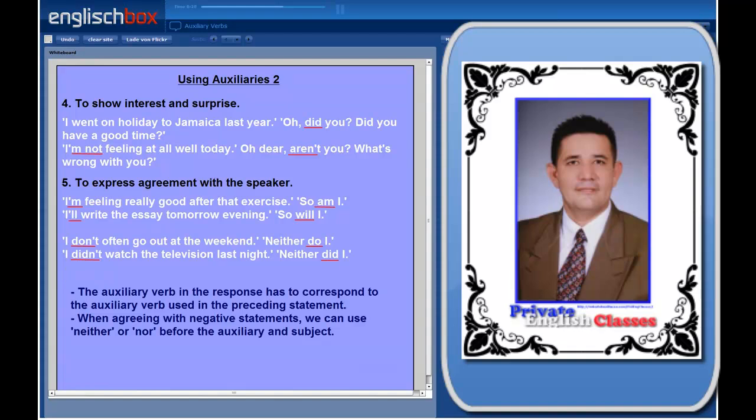If we use a negative form, or if we agree with a negative statement, then we have to use neither or nor. So I don't often go out at the weekend, neither do I. And I didn't watch the television last night, neither did I. So we have the first sentence in present simple, and the second sentence in past simple, and the auxiliaries correspond to these tenses. So as a review, at the bottom we have 2 sentences. The auxiliary verb in the response has to correspond to the auxiliary verb used in the preceding statement, and when agreeing with negative statements we can use neither or nor before the auxiliary and the subject.